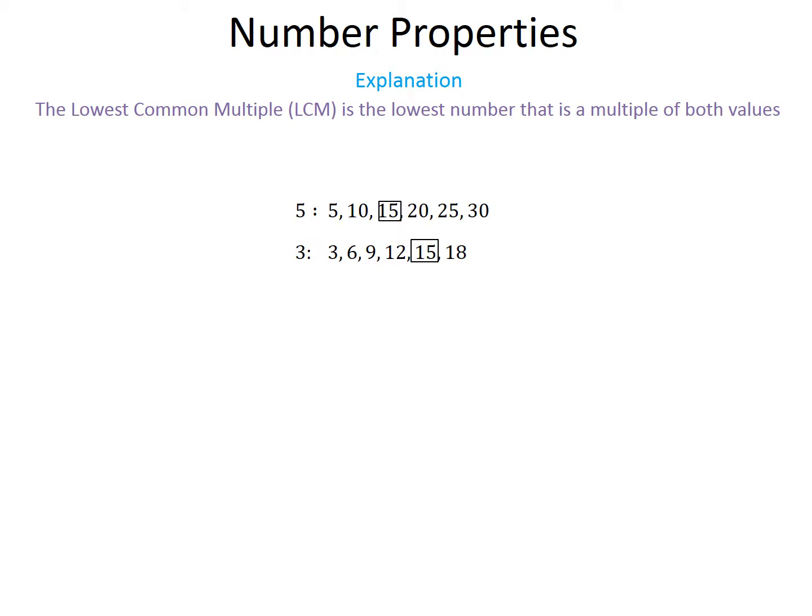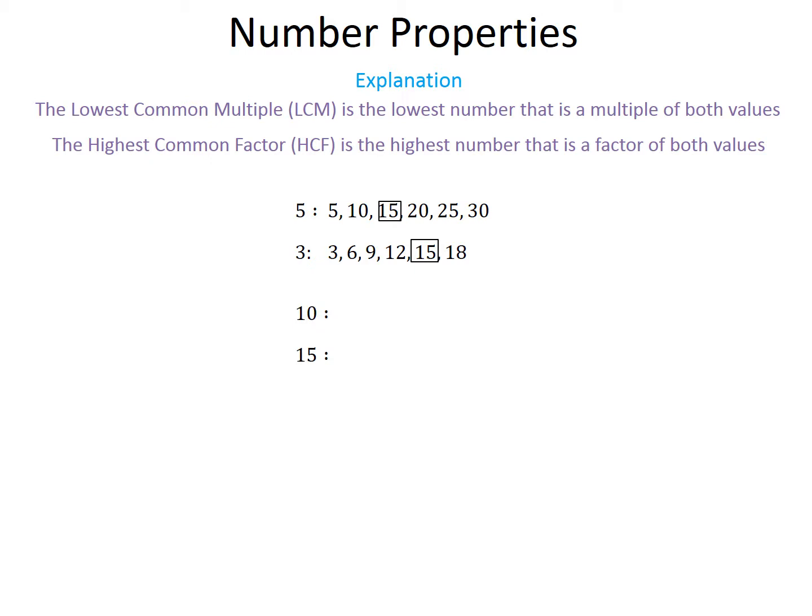A similar idea to that is the highest common factor, and this is where we list factors of both numbers. So if I'm after the highest common factor of 10 and 15, then I list all the factors of 10 to start with. So remember, that's just what numbers go into 10. So 1, 2, 5, and 10 without remainder. And then what numbers go into 15? And I am looking, because this is the highest common factor, for the highest number that is on both lists, which in this case is 5.